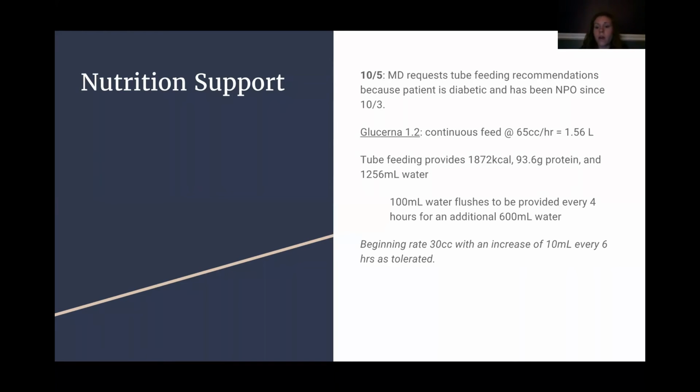So that wouldn't quite reach his estimated fluid need. So we also included 100 milliliter water flushes to be provided every 4 hours for an additional 600 milliliters of water. And the beginning rate of his tube feeding we recommended to be 30 cc's with an increase of 10 milliliters every 6 hours as tolerated.